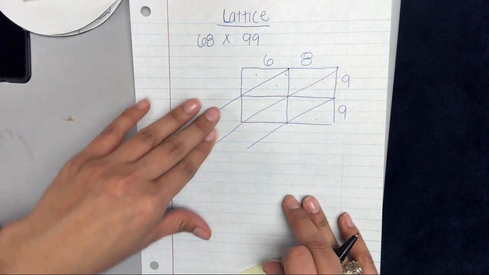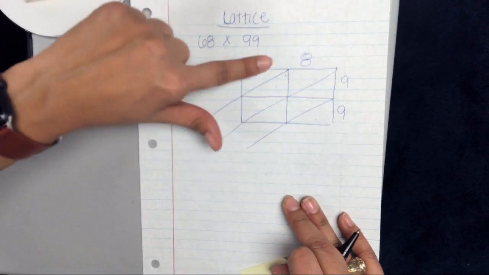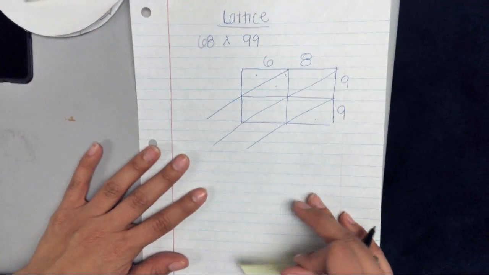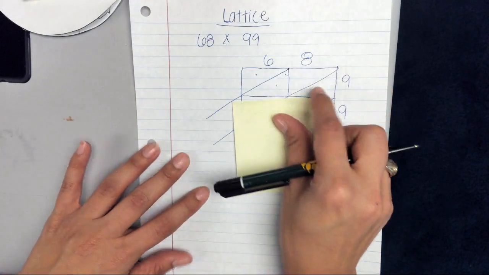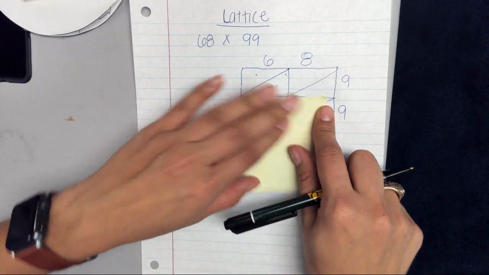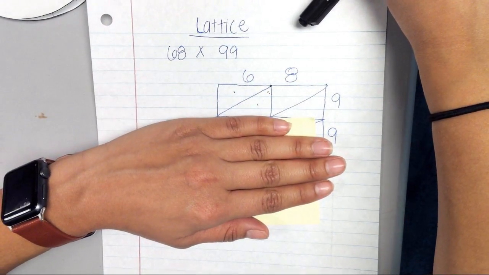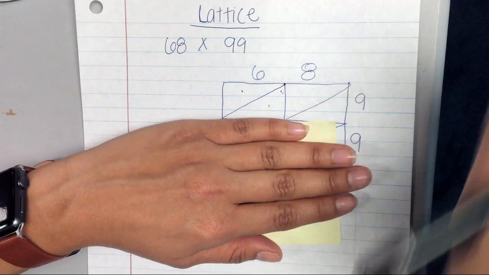Okay, I have said, remember, when you multiply with 6, you multiply here. When you multiply with 8, you multiply here. I like to cover it with a Post-it note or your hand. Try to get a little closer.